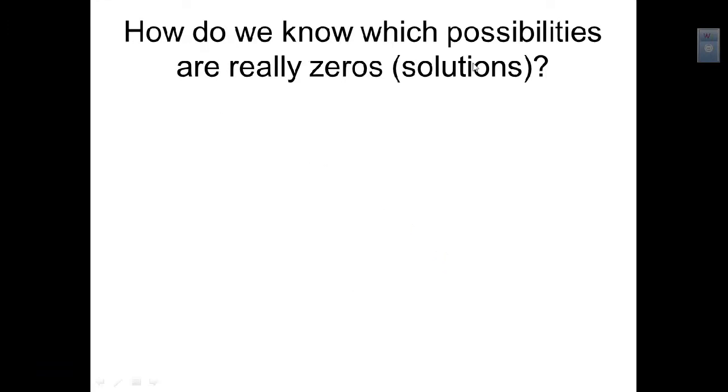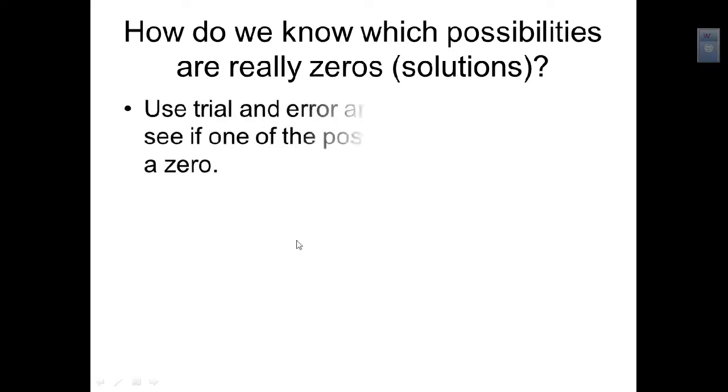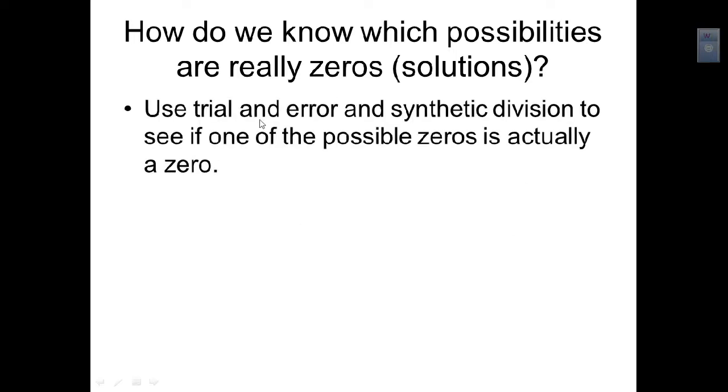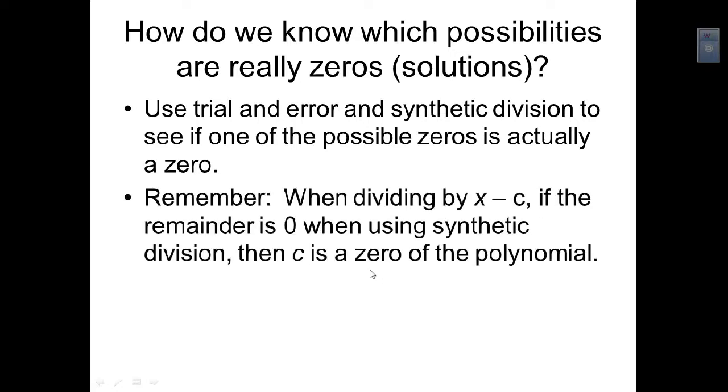All right, so how do we know which of the solutions are really zeros or solutions to this thing? Well, we can use trial and error, synthetic division, to see if one of the possible zeros is actually a zero. Remember, when you're dividing by x minus c, if the remainder is 0, when using synthetic division or long division, either one, then c is a zero of the polynomial.